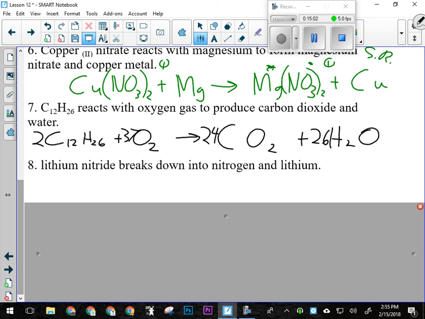All right, so we got lithium nitride breaks down into nitrogen and lithium. So if it's breaking down, what reaction type is it? Decomposition. All right, so lithium nitride, Li with N. Now this is an ionic compound, so I've got to do my drop and swap. This is a 3 minus, this is a +1, so we're looking at Li3N, and it breaks down, so that means we go straight to the arrow into nitrogen and lithium. Are either of those special? Nitrogen is special, comes as a pair.